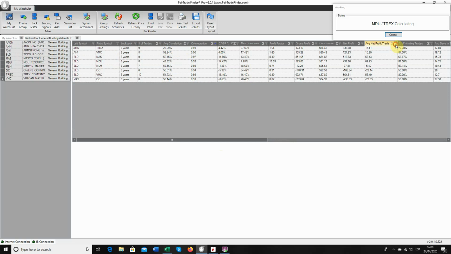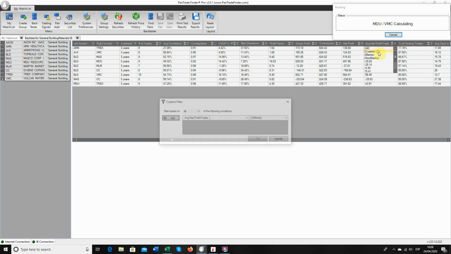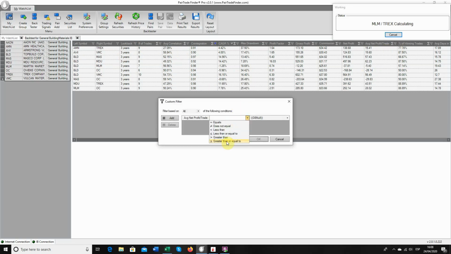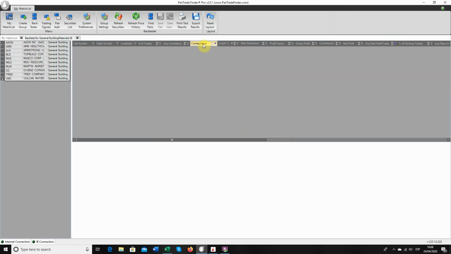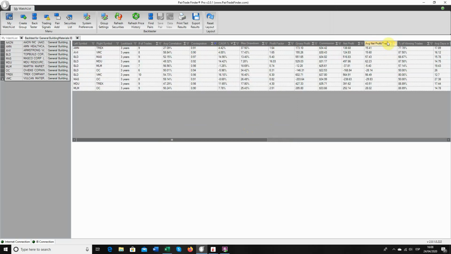We also want to say that there's an average net profit of trade of at least greater than or equal to, so let's say $300 average net profit per trade. So if we do that, we are down to no trades. And why is that? Hang on, I think I had a typo. Yeah, sorry, of course, because I'm using 1,000 a leg.